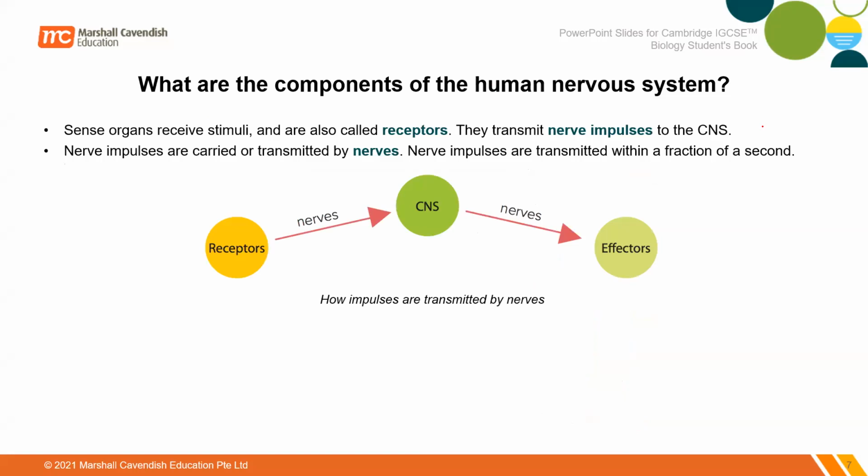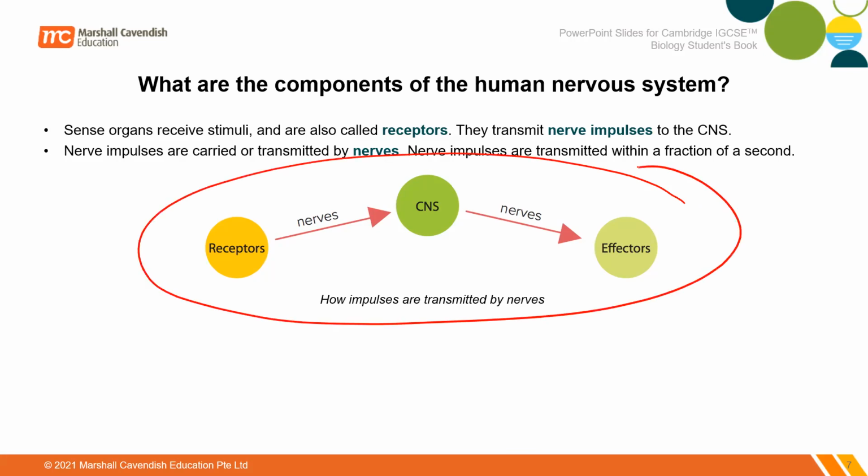We took the example of how the sense organ receives stimuli, how it transmits the nerve impulses, and how the action is taken by the effector. So if you understand this diagram, you will understand every single slide coming. Number one, what's a sense organ? A sense organ is a group of receptor cells that detect and respond to a specific stimulus.